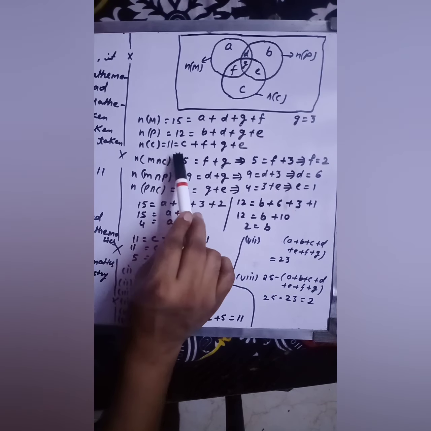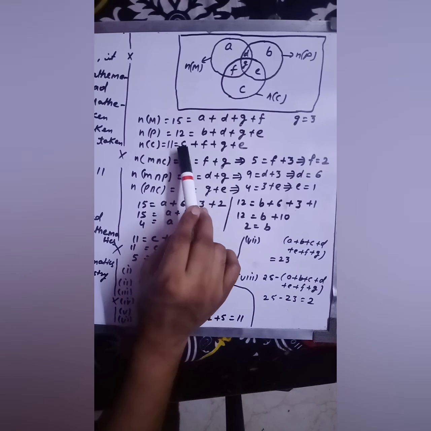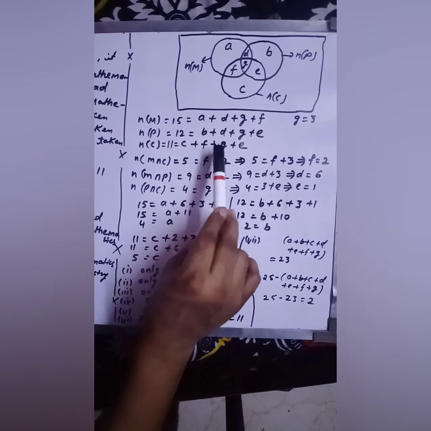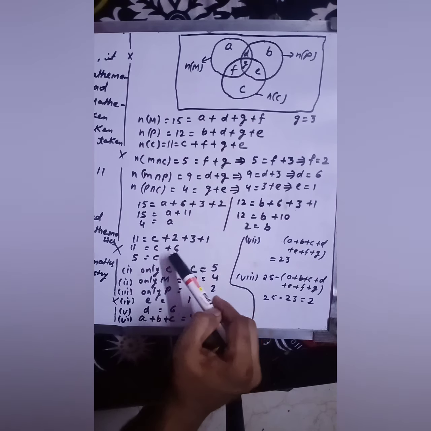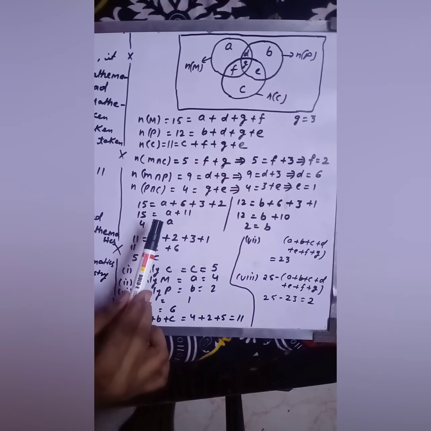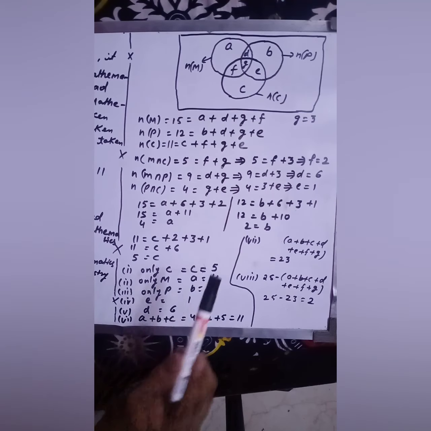Similarly, in this equation, 11 is equal to C plus F plus G plus E. We don't have the value of C, so you have to put the values of F, G and E, and you will get the value of C, that is 5. So here you have the values of A, B, C, D, E, F and G.